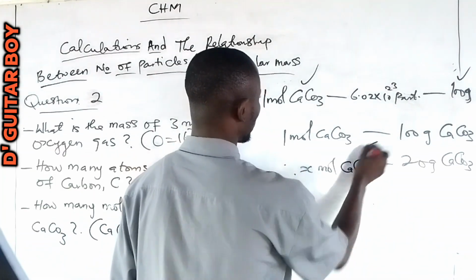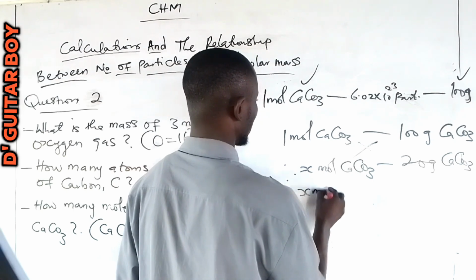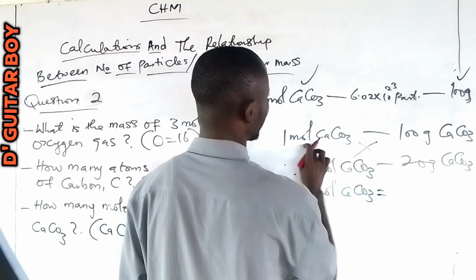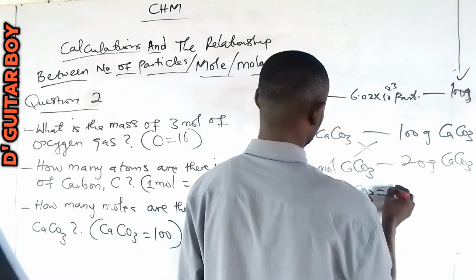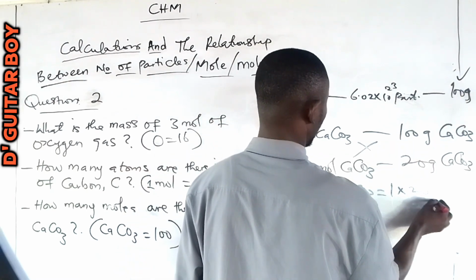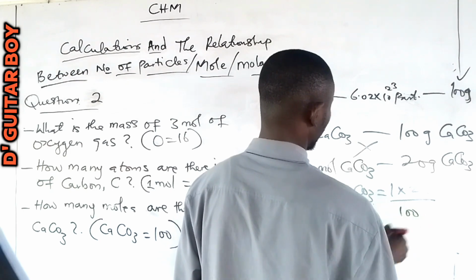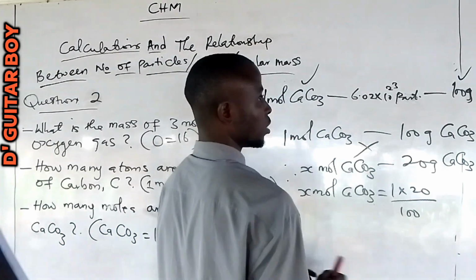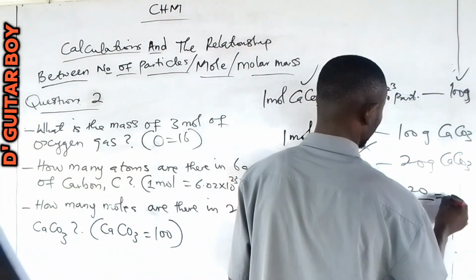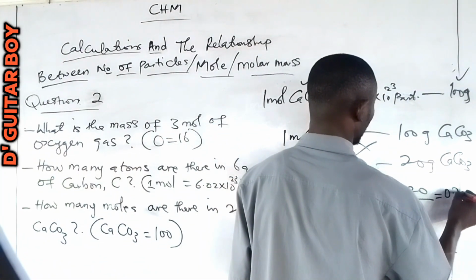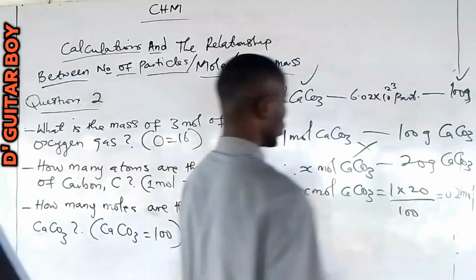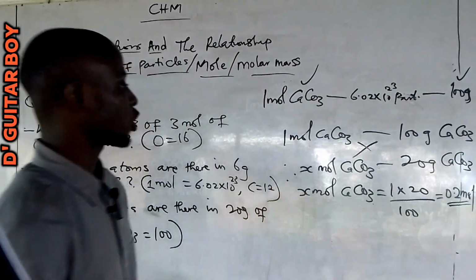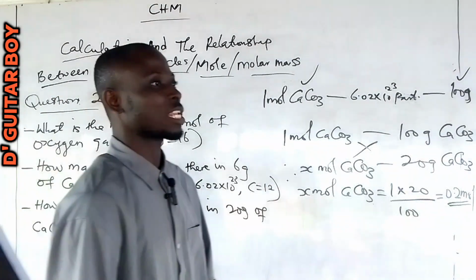Then when you cross, you now say S mole of calcium carbonate is equal to this one times this one divided by what you have here. It will now be 1 times 20 all over 100. So the answer will now be 0.2 mole. 0.2 mole is our answer to this last question. As simple as that, okay?